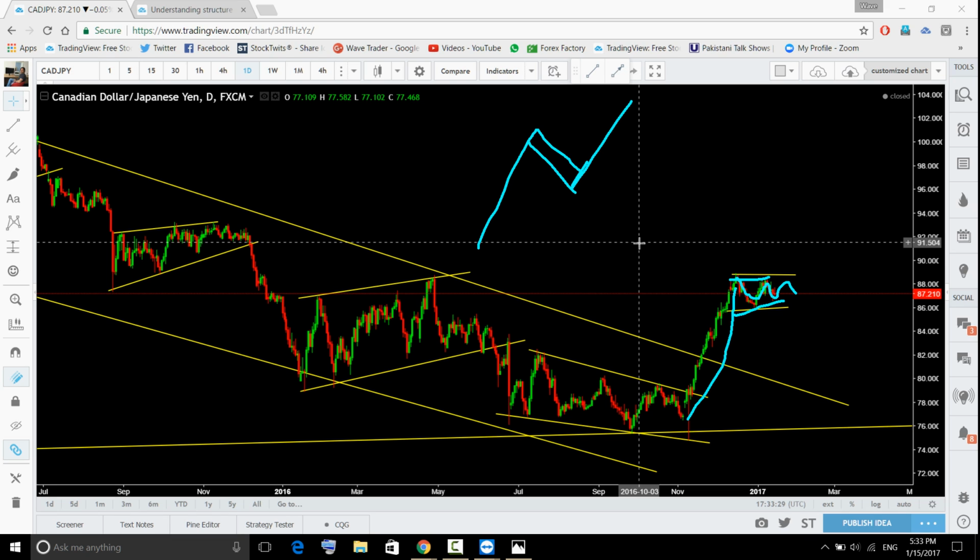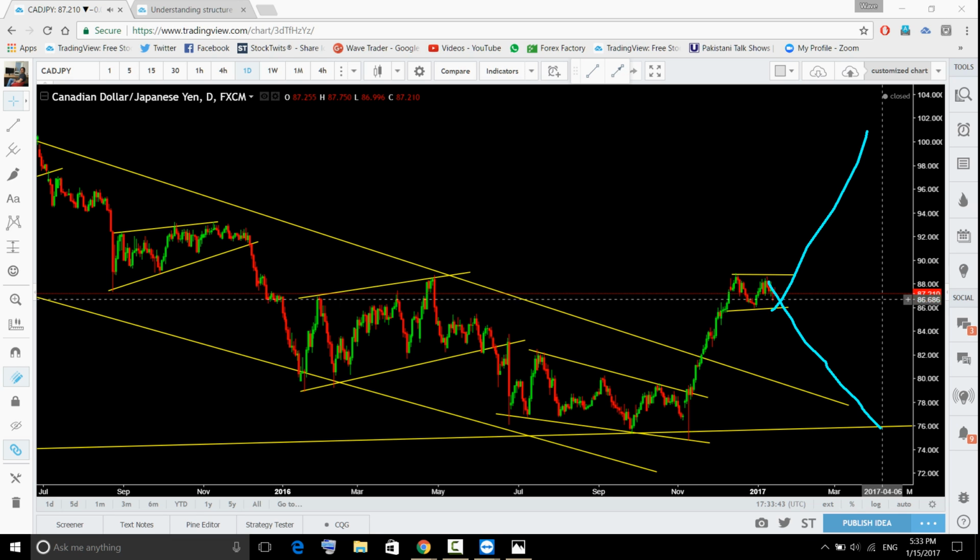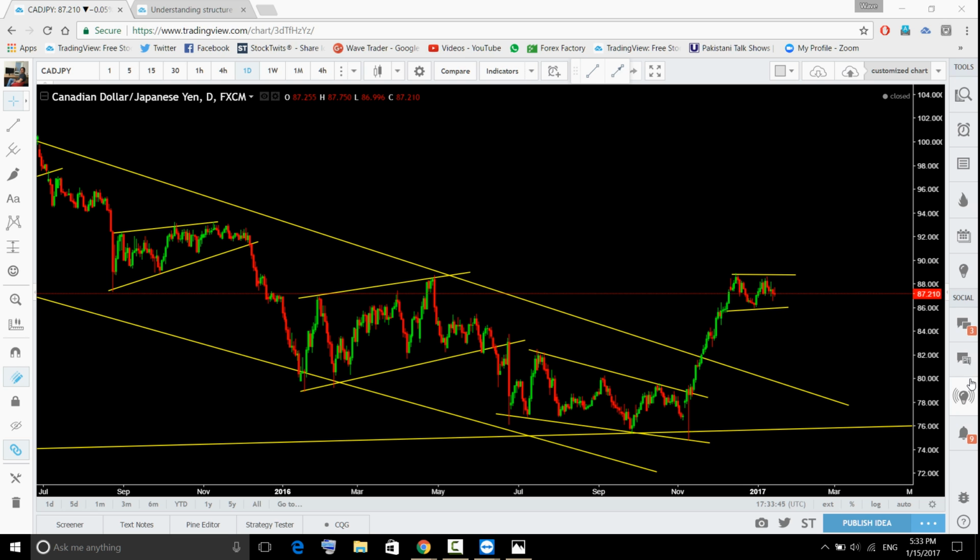But when we look at the weekly structure, weekly is not showing continuation to the upside. Not on this pair, nor on other yen pairs. Weekly is still showing continuation to the downside. That is the reason I'm looking for downside on Euro Yen.